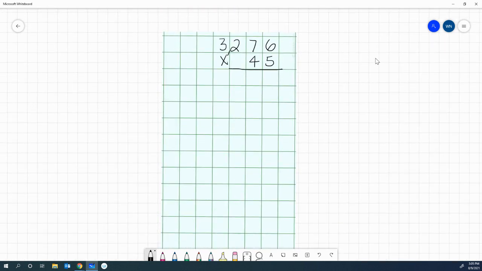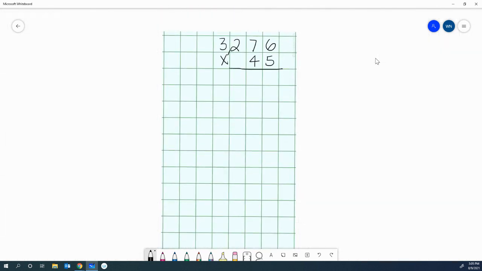For this next problem, we've got 3,276 times 45. So let's do it. Remember, we're going to start with our 5. We're going to say 5 times 6 is 30. 5 times 7 is 35, plus 3 is 38. 5 times 2 is 10, plus 2 is 12. 5 times 3 is 15, plus 1 is 16.